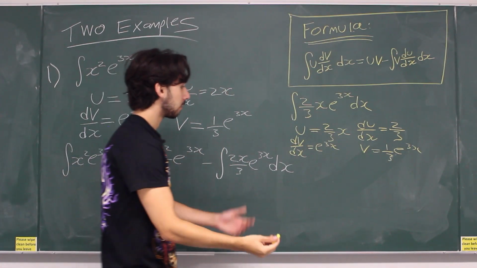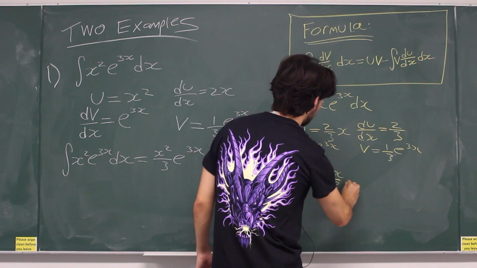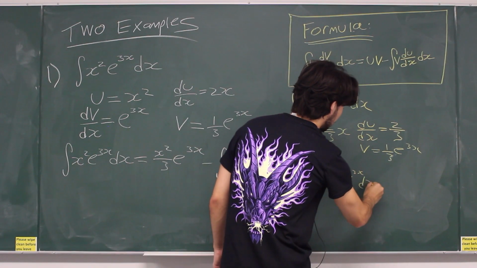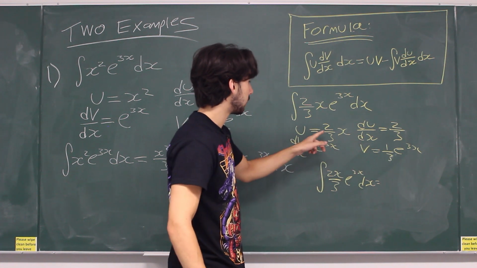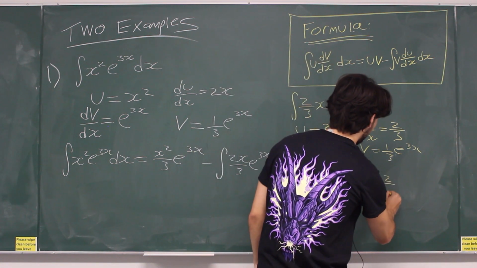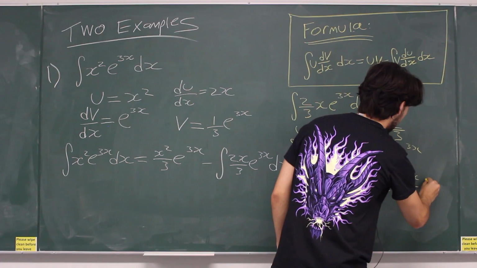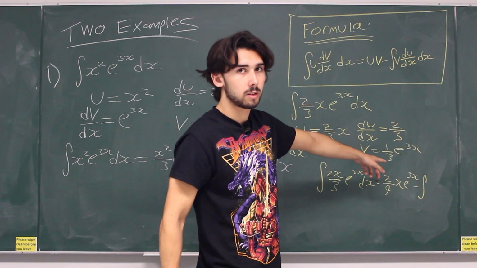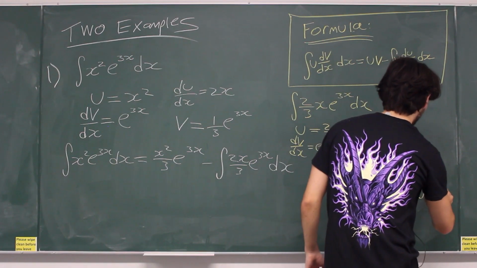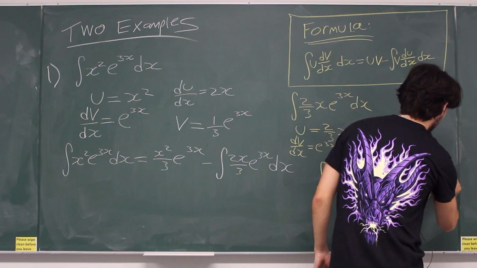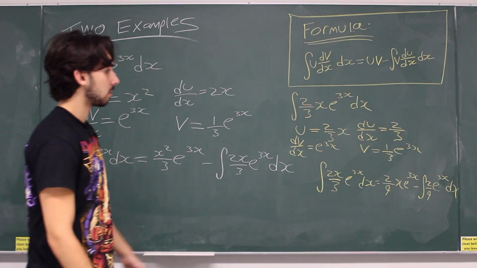Cool. And then we're just going to use the formula. So we have that the integral of 2x over 3 e to the 3x dx is equal to u times v, so 2/3 x times 1/3 e to the 3x. That's going to be 2/9 times x e to the 3x. And we're going to take away the integral of 2/3 times 1/3 e to the 3x. That's going to be 2 over 9 e to the 3x dx, okay.